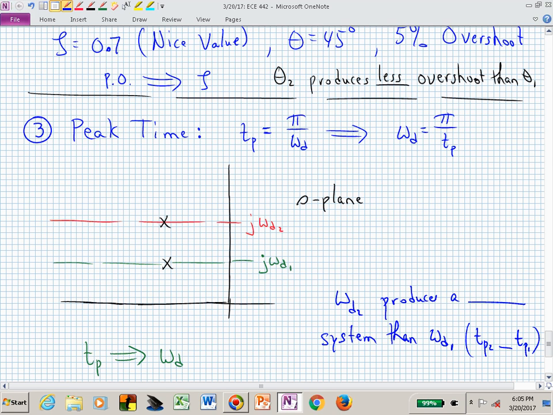So omega sub d sub 2 is bigger than omega sub d sub 1. We divide pi by a bigger number, and what's t sub p do? It shrinks. The time to peak gets smaller. That means our system is moving faster. Did I scare you? Maybe you'll never forget time to peak. Have to be quick. So omega sub d sub 2 produces a faster system than omega sub d sub 1.